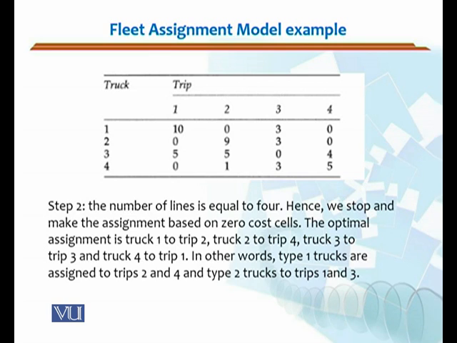देन ट्रक 2 will go for trip 4. It could either be assigned to trip 1 or to trip 4. Then truck 3 will go to trip 3. And of course, truck 4 will go to trip 1. In other words, type 1 trucks are assigned to trips 2 and 4. जो type 1 trucks थे, what were those? Those were 8-ton trucks. Whereas type 2 trucks will be assigned to trips 1 and 3.